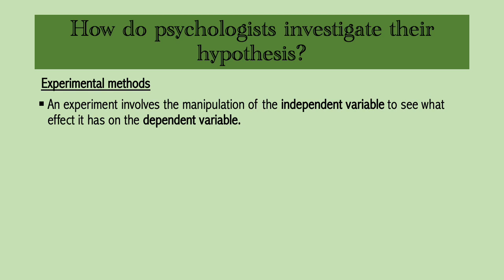As for non-experimental method, there's no manipulation of IV and DV. So experimental method has IV and DV. Non-experimental method, there's no IV and DV. Okay, so that's the difference. Now, experimental method has three types. So there are three types of experiment, which I will elaborate on in the next slide, okay?